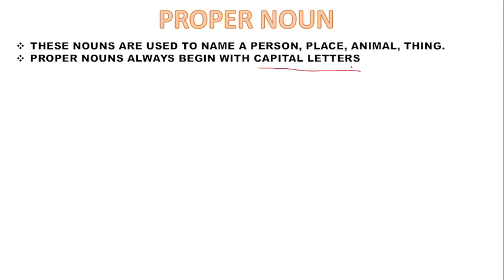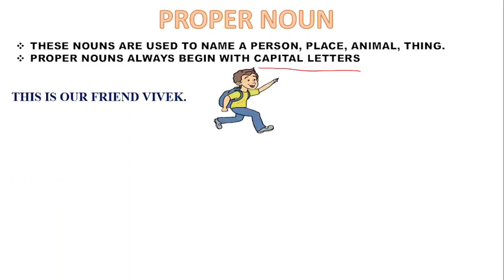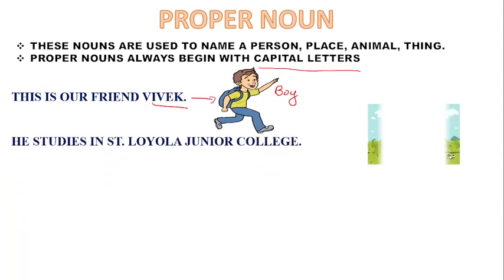Okay, let's understand this better with the help of an example which I have drafted for you. So this is our friend Vivek. Okay, this guy here is a boy, and there are many boys, but what is his name? His name is Vivek. Okay, he studies in St. Loyola Junior College.